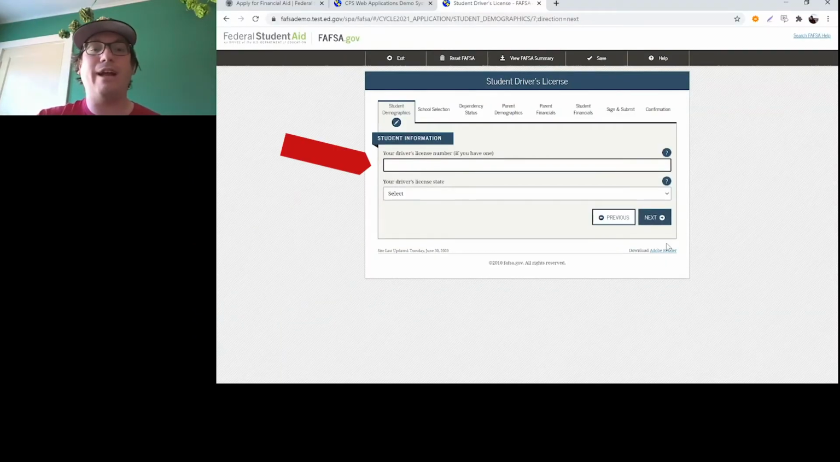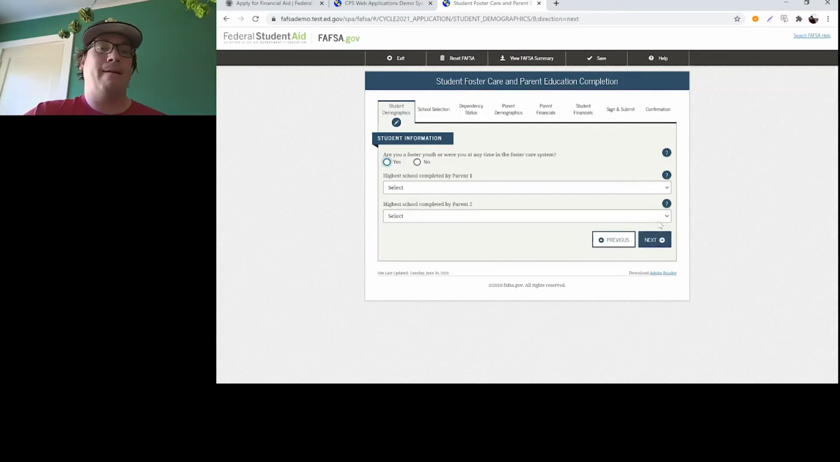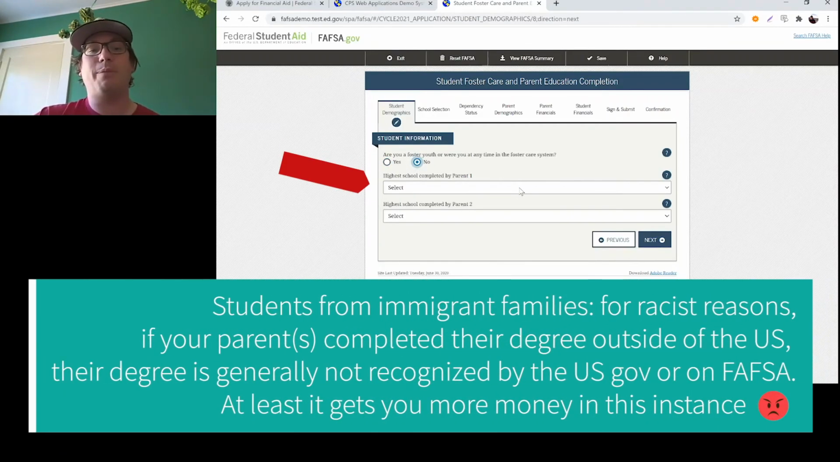You can put in your driver's license info if you want. It's not required. I'm going to skip this. More important questions. Are you a foster youth or were you at any time in the foster care system? This question is on there because it opens up extra financial aid for you. You would know if this applies to you. I wasn't. And then what is the highest school completed by your parents?